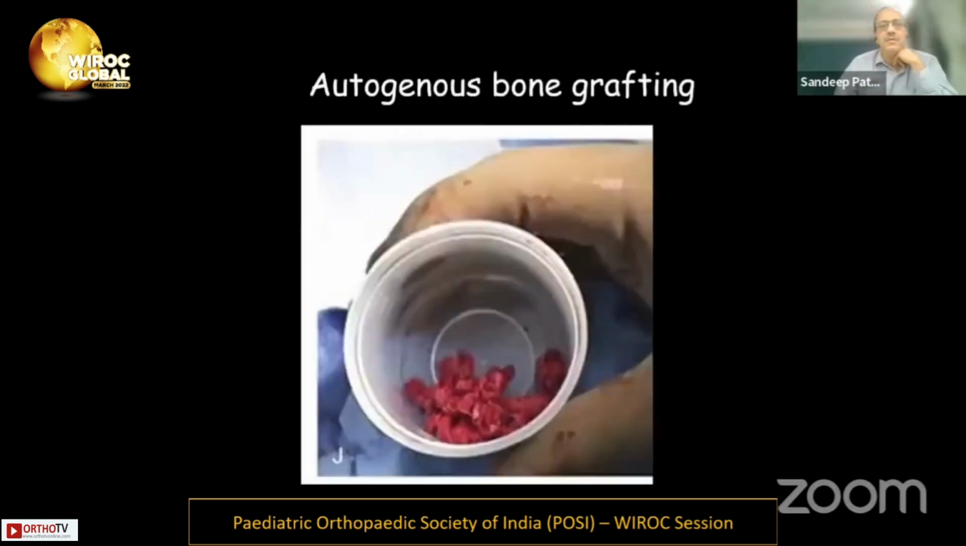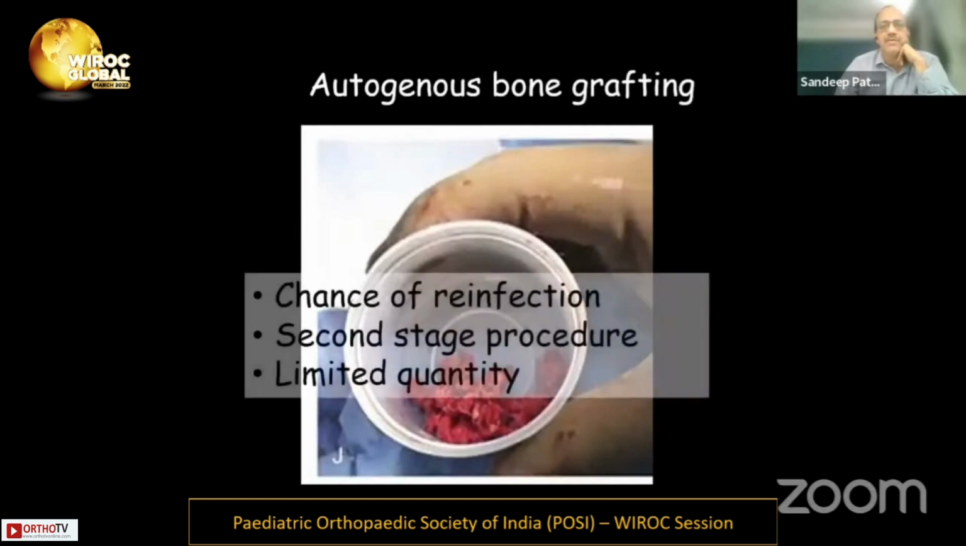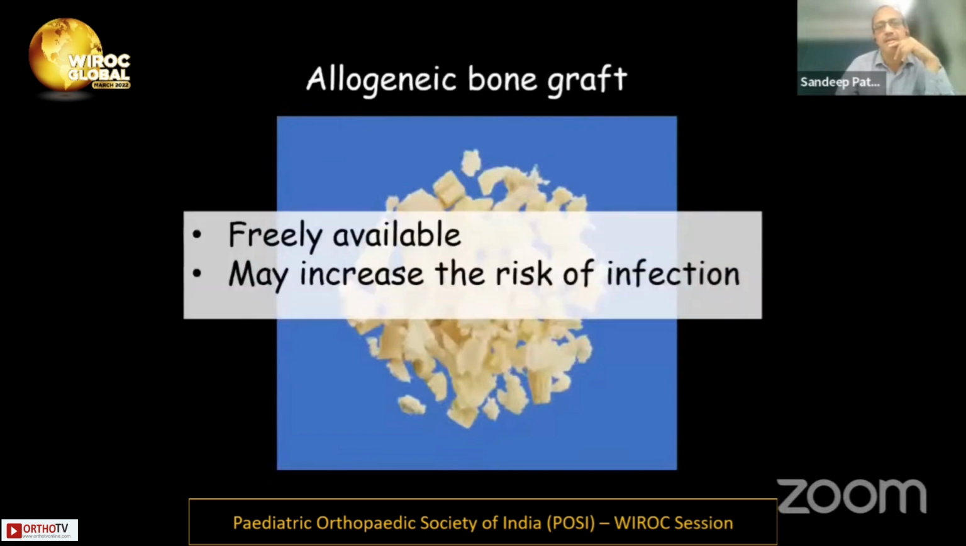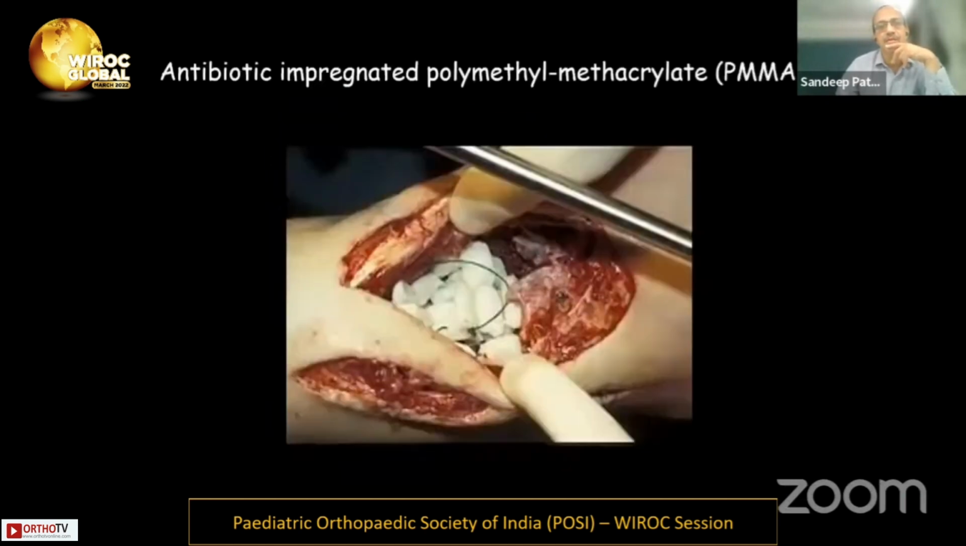The management of dead space can be done by using autogenous bone grafts. But if you do it in the acute situation, there is always a chance of reinfection, and they are usually performed as a second stage procedure. The drawback is that in very small children, you get a very limited quantity of bone graft available to you. Allogenic bone graft can also be available from the bone bank, but you are always worried about the risk of infection and flaring up of infection and rejection of the allograft.